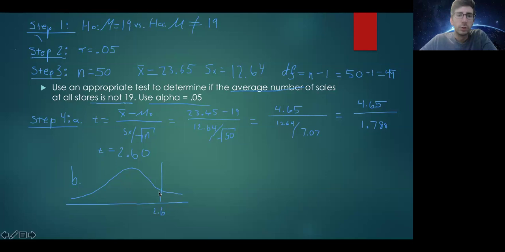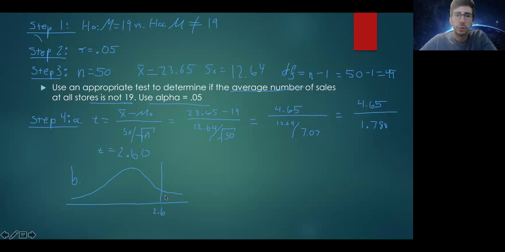And we need to determine, do we want a one-tailed test or a two-tailed test? Do we want the area under the curve to the left of this positive 2.6? Do we want the area under the curve above it to the right? To answer that question, we need to look at the inequality in our alternate hypothesis. We have a not equal to sign, and the nickname for that not equal to sign, when we see that in our alternate hypothesis, is a two-tailed test.